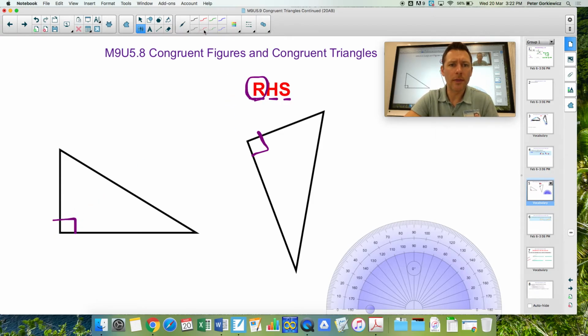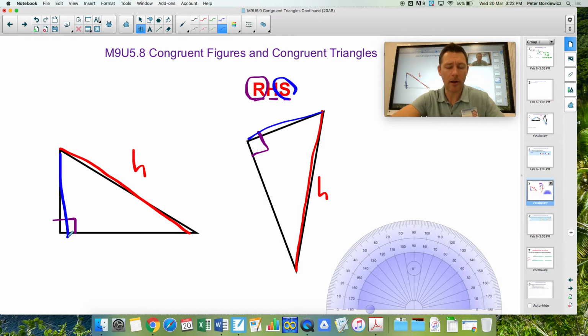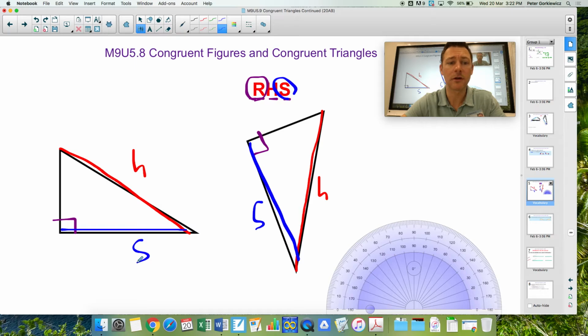And we know that the hypotenuses are the same length. So that and that, that's the H. That's the H. And we know a side. That's that part. And then here's the side. And we know any of the other sides. So if we know this and this are equivalent, or we know that this and this are equivalent, it doesn't really matter, we can say that the whole thing is congruent.